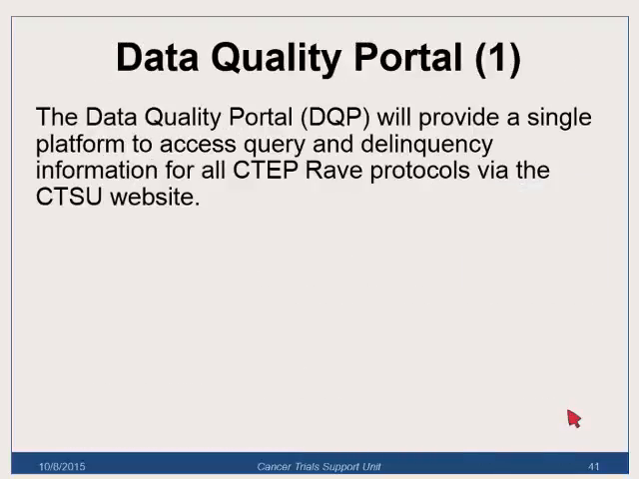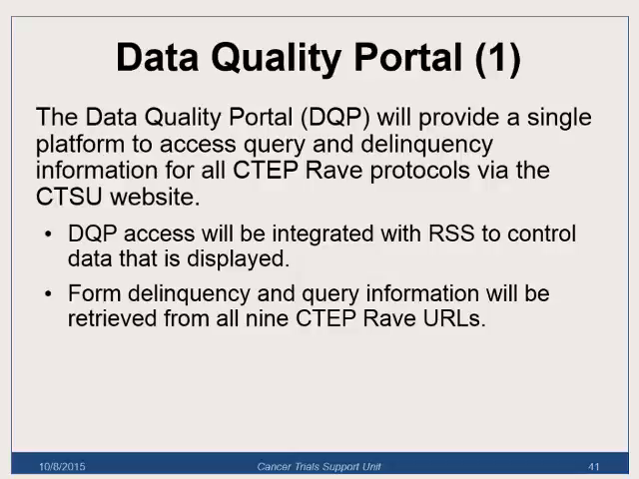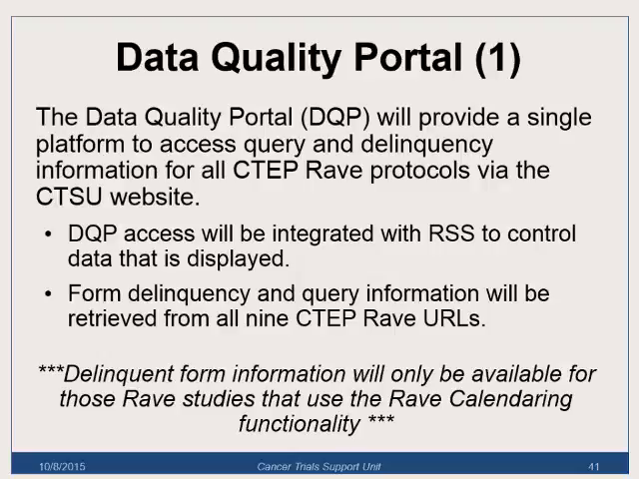Another new feature coming up is the data quality portal. With this portal, it will provide a single platform to access query and delinquency information for all CTEP RAVE protocols via the CTSU website. DQP access will be integrated with RSS to control data that is displayed. Form delinquency and query information will be retrieved from all 9 CTEP RAVE URLs. And a thing to note is that delinquent form information will only be available for those RAVE studies that use the RAVE calendaring functionality. So if it does not use the RAVE calendaring functionality, that particular module, the form delinquency, will not be available, but the query information will be.